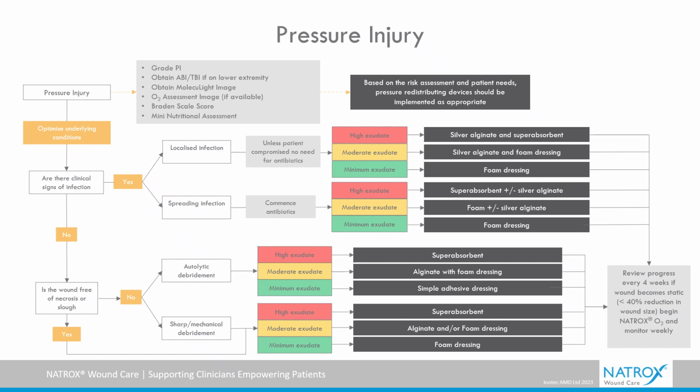Patient progress should be reviewed every 4 weeks. If the wound becomes static or fails to reduce by 40% or greater, consider beginning NATROX topical oxygen therapy and monitor the patient weekly.